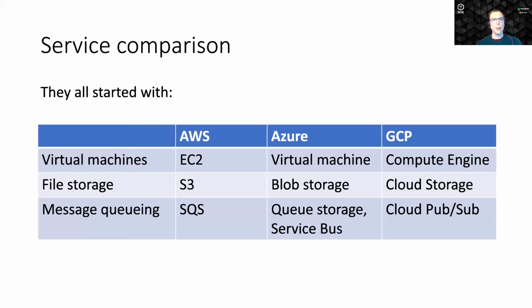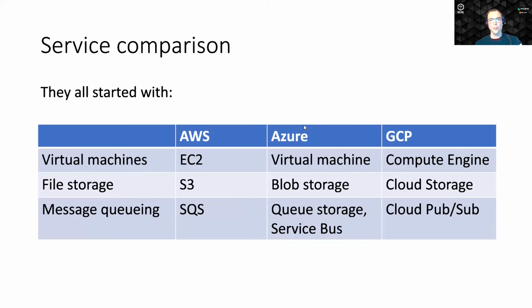So let's start looking at some service comparison. They all started with virtual machines, and file storage, and message queuing. This is the basis of all cloud computing. Everything that's built is built on top of this. So if you have a database as a service, it's running on virtual machines and file storage, and maybe on message queuing to work the magic underwater.